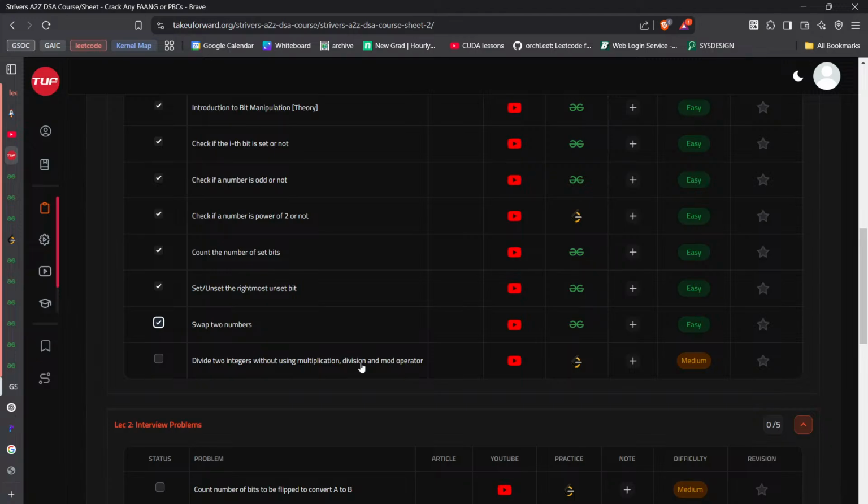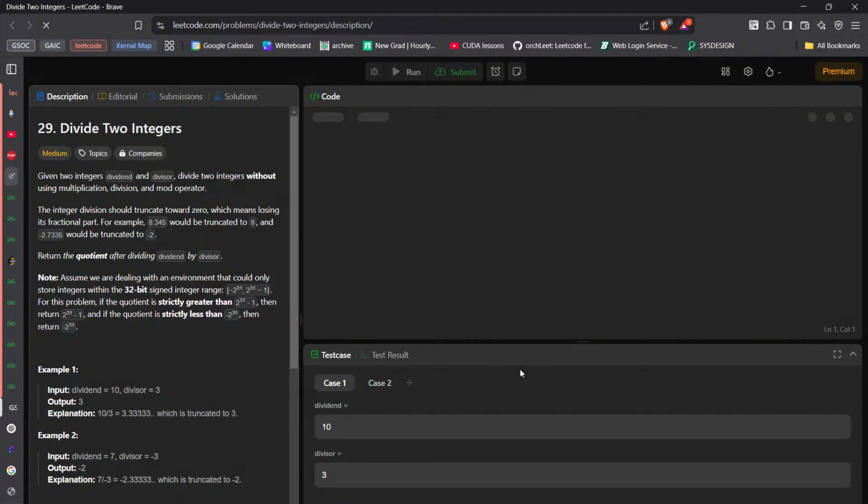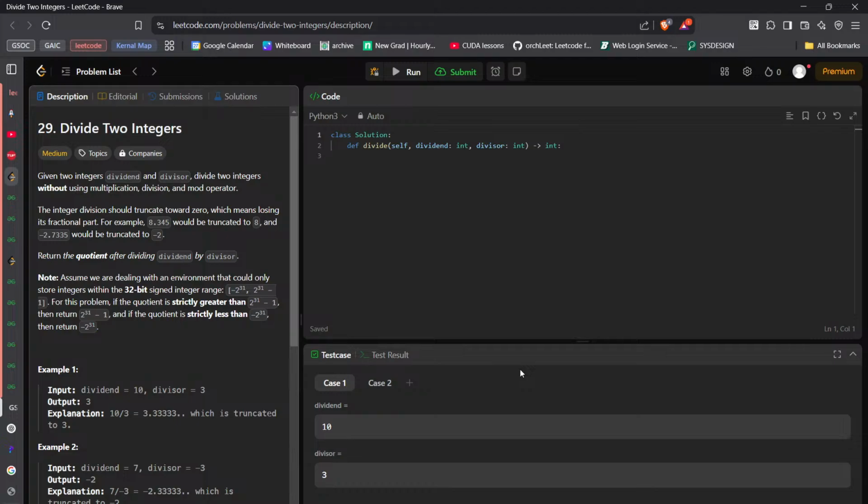Good. Divide two integers without multiplication, division or mod operator. Given two integers, dividend and divisor, divide them without using the multiplication or division operator. The integer division should truncate towards 0, which means losing its fractional part. For example, 8.3 would be truncated to 8, and minus 2.3 would be truncated to minus 2. Return the quotient after dividing dividend by divisor. So 10 divided by 3 is 3.